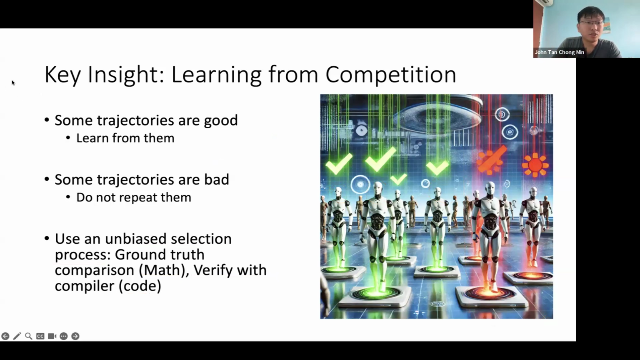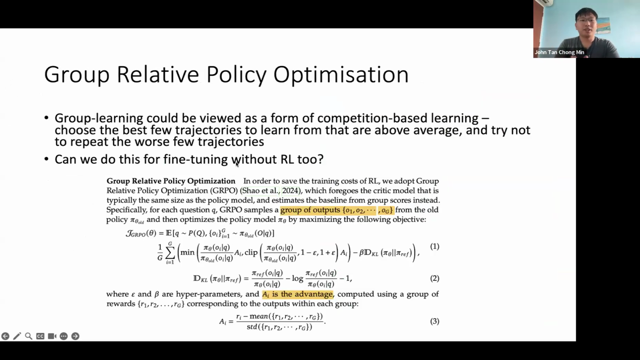All right, so we go into a bit of the math. This GRPO, I'll emphasize a bit more because I think this is the crux of DeepSeek R1. So what exactly is Group Relative Policy Optimization? You can view it as a kind of competition-based learning. We choose the best trajectories to learn from, the ones that are above average, and don't repeat the worst trajectories. And the food for thought is, can this work even without the RL process? We will discuss this later at the end.